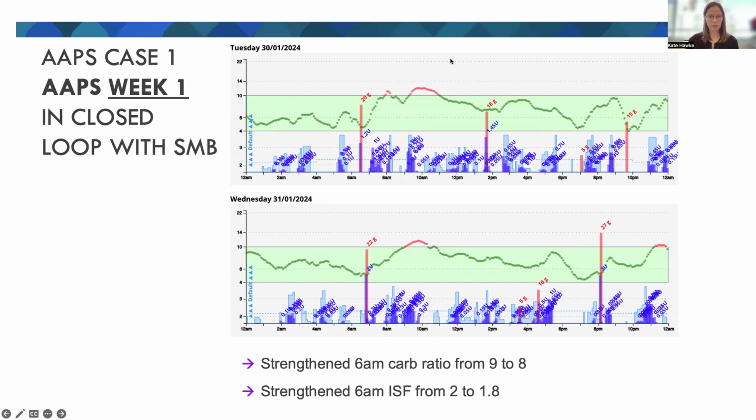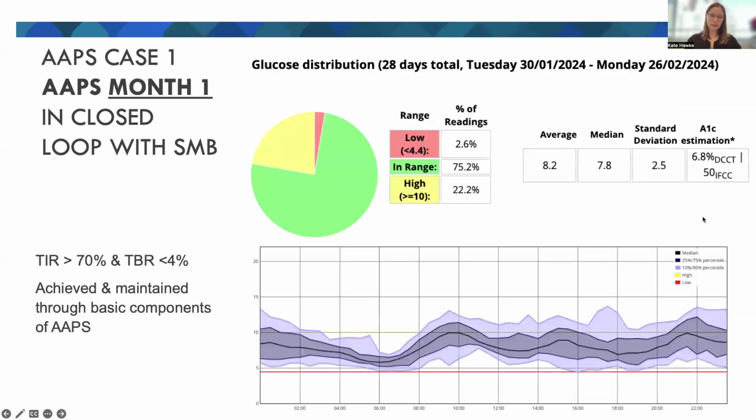ISF because for her, she was aiming for really tight control and she found these corrections happening through here not as effective as she would have liked, to be at target at around 10 a.m. So strengthened up those two things and just did nothing with the unfamiliar settings.